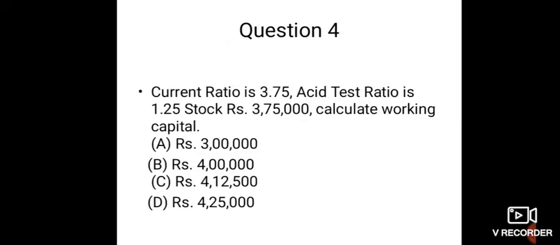And the fourth question is a calculative one. Current ratio is 3.75. Acid test ratio is 1.25. Stock is rupees 3,75,000. Calculate working capital. Option A, rupees 3 lakh. Option B, 4 lakh. Option C, 4,12,500 rupees. Option D, 4,25,000.